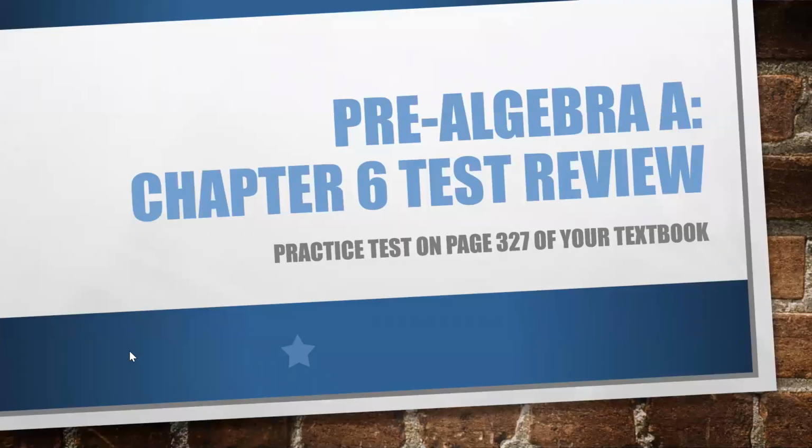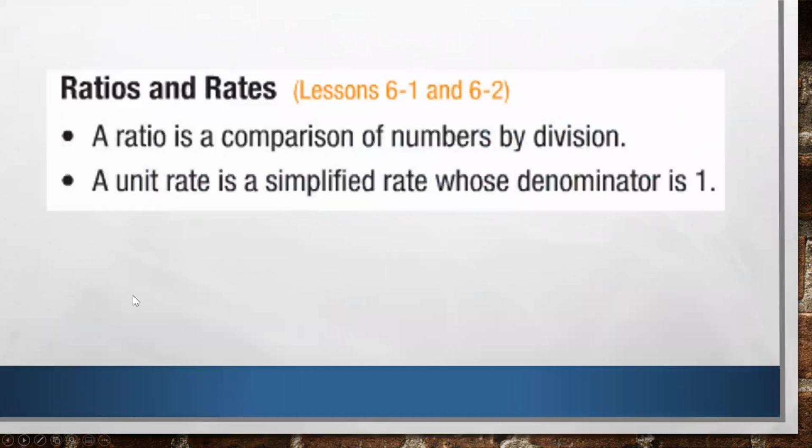Okay, so like I said, this is Chapter 6 test review, and this practice test can be found on page 327 of your textbook. Okay, so the first couple lessons in Chapter 6 are about ratios and rates. So recall that a ratio is a comparison of numbers by division, and a unit rate is a simplified rate whose denominator is 1. Okay?